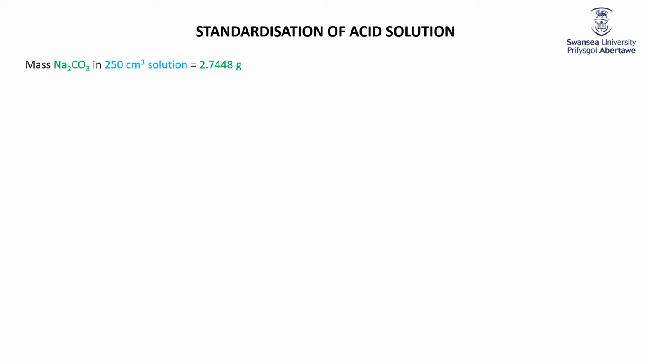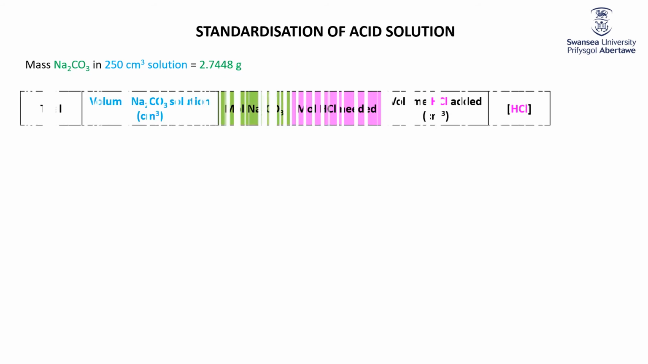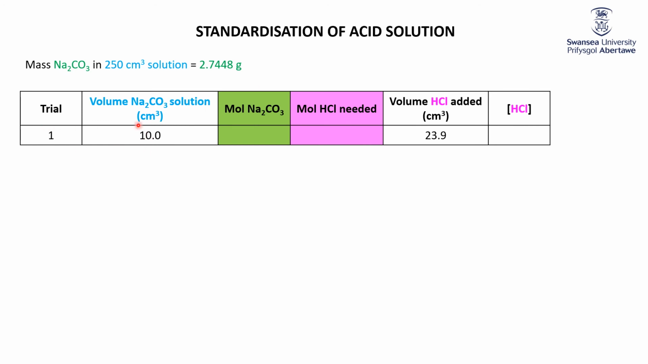So anyway, to data. The mass of the sodium carbonate that I made up in 250 cubic centimeters of solution was 2.7448 grams. You're going to need that fairly quickly. Then we're just going to have our data sheet here. We started with pipetting 10.0 cubic centimeters of this sodium carbonate solution, and what we found is that we needed 23.9 cubic centimeters to neutralize it to get into that methyl orange color change region that we showed there. Remember, we started at 0.2 and we ended up at 24.1, so we added 23.9 cubic centimeters.